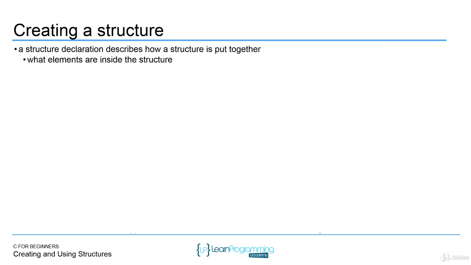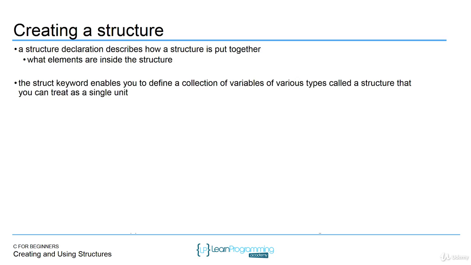So how do you create a structure in C? It's very, very simple. A structure declaration describes how a structure is put together, what elements are inside the structure. And we usually refer to these elements as members. Because you first have to define or declare the structure, describing what is inside it. And you can do that with the struct keyword. The struct keyword enables you to define a collection of variables of various types, called a structure, that you can treat as a single unit.